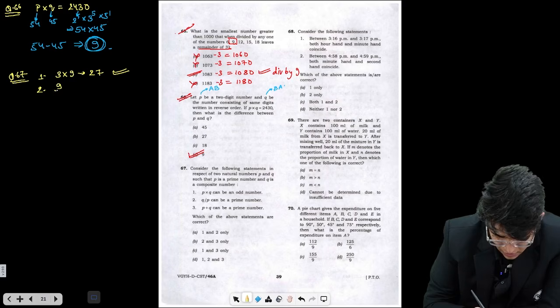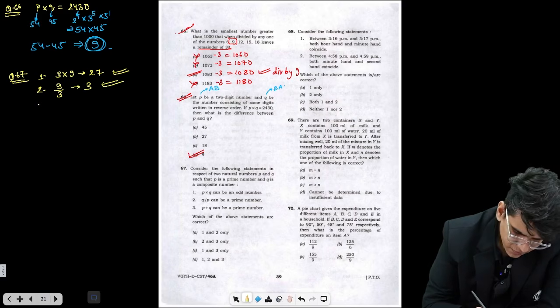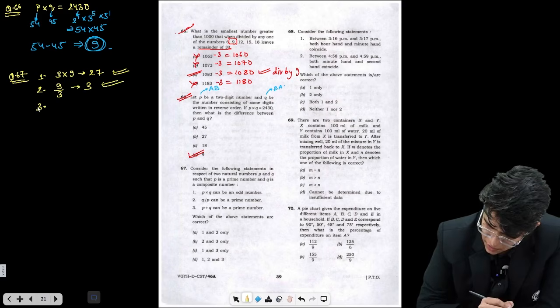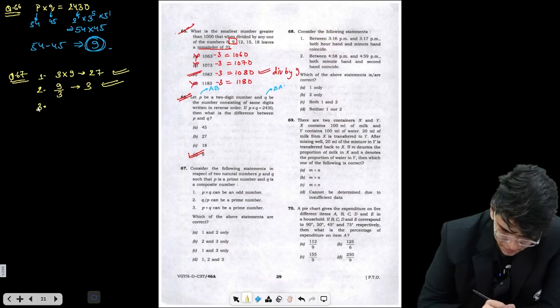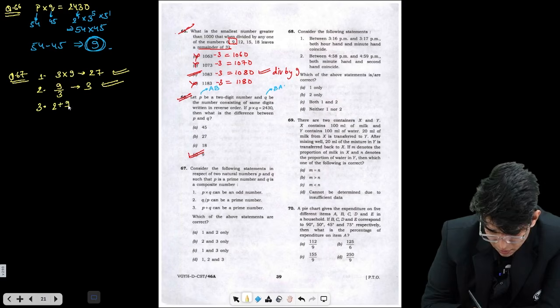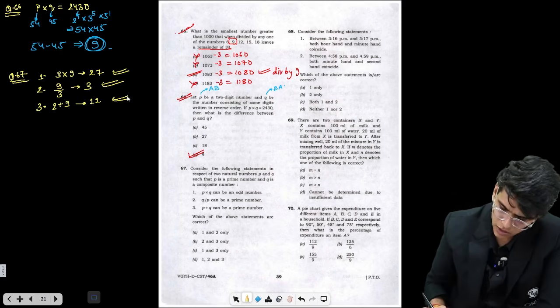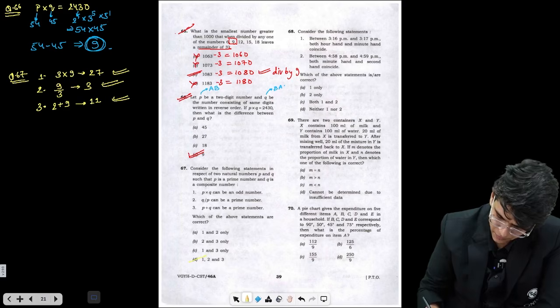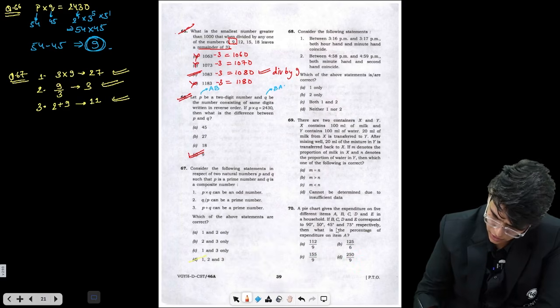Okay, 9 by 3, again 3 can be a prime number, right? Third, P plus Q can be a prime number. Again, suppose I am taking prime number as 2, I am taking the composite number as 9, it is 11. This is also possible. So all the three, 1, 2, 3 are possible. So the answer for this question is all.